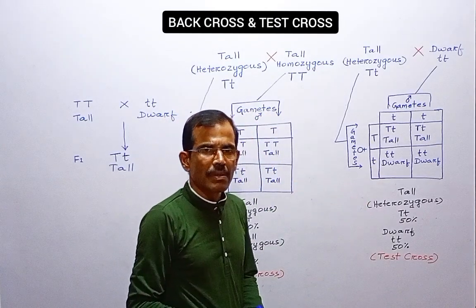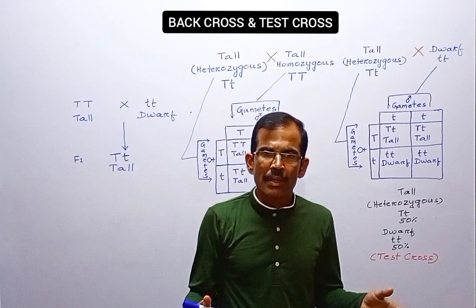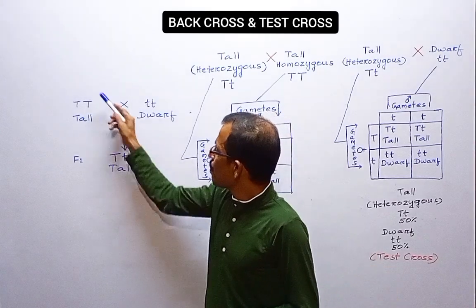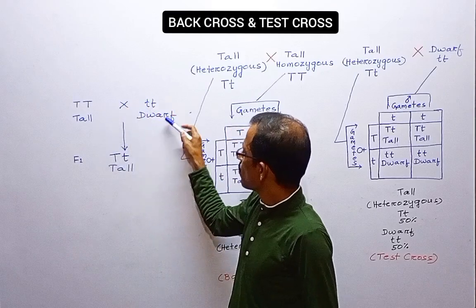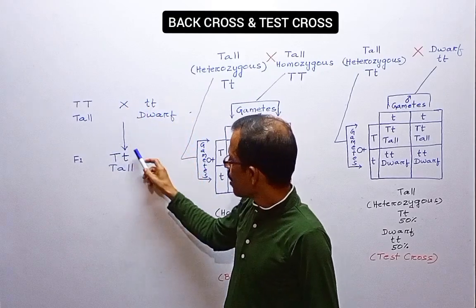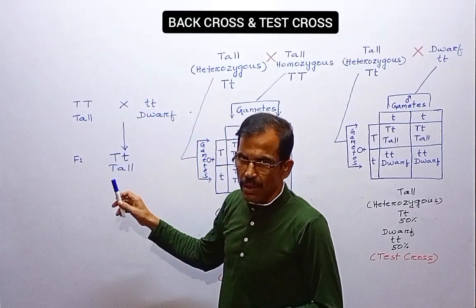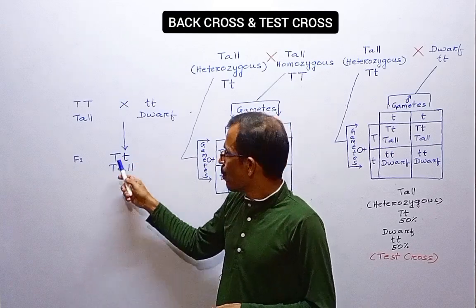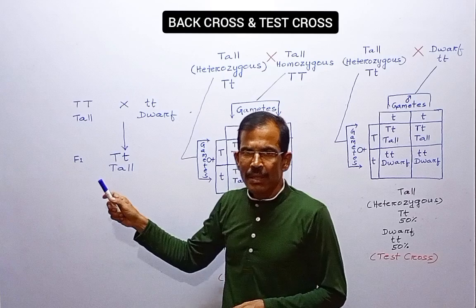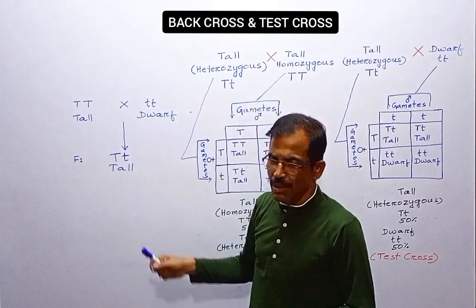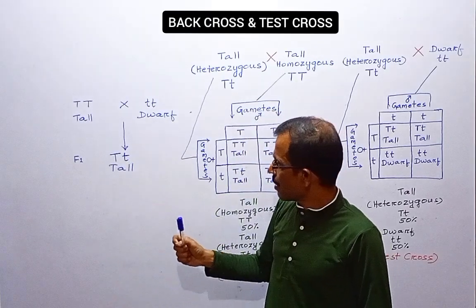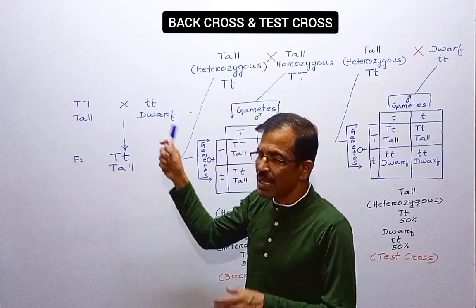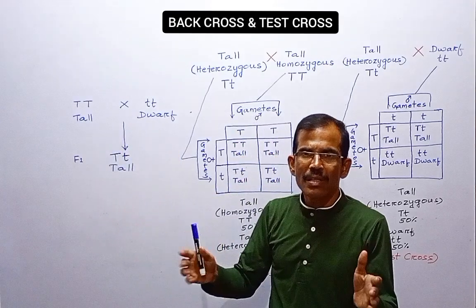In pea plants, tallness is dominant whereas dwarfness is recessive. When tall pea plants are crossed with dwarf pea plants, all F1 offsprings become tall. These offsprings are heterozygous, in which one of the alleles is dominant and the other allele is recessive. A cross between the F1 offsprings and either of the parents gives rise to different results.